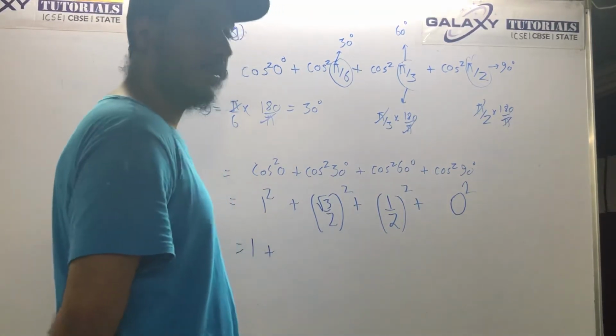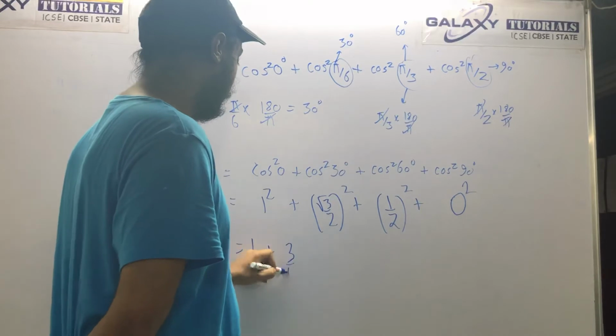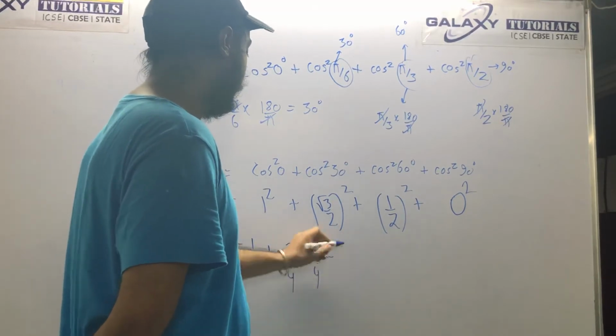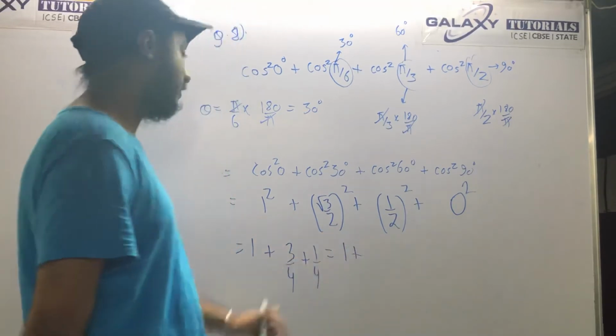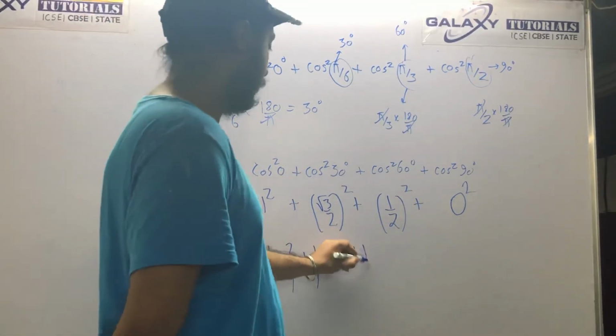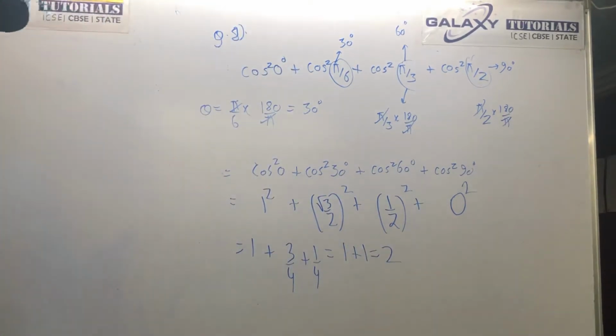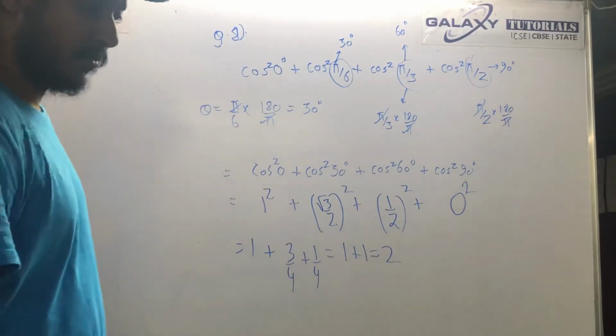Root 3 by 2 square is 3 by 4 plus 1 by 4. Okay, this will be equal to 1 plus 3 by 4 plus 1 by 4, which is 1, so 2. So the answer is 2. Answer is 2. Okay.